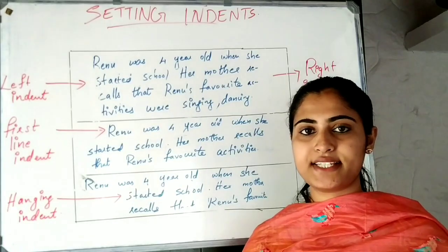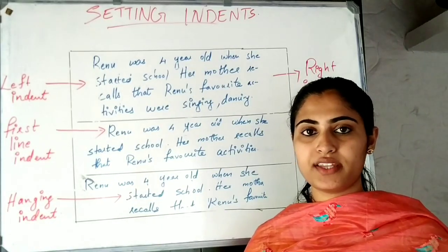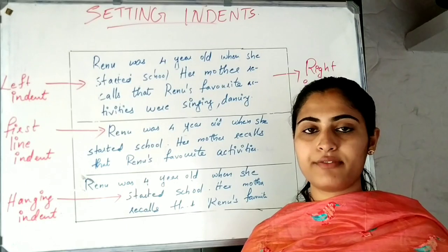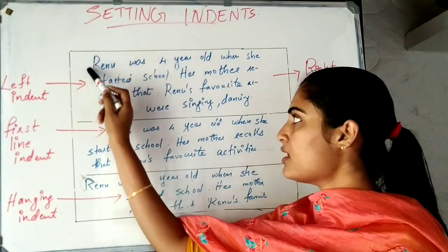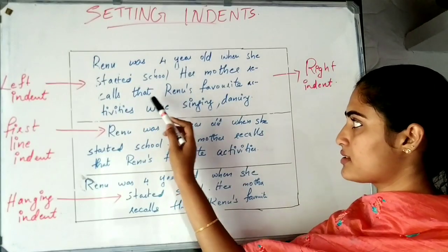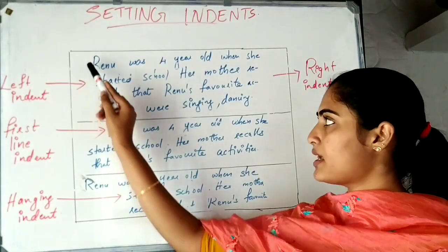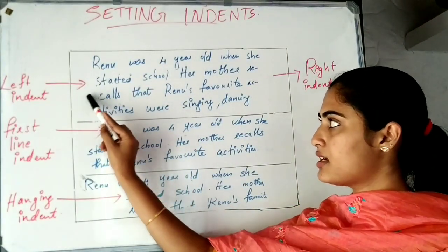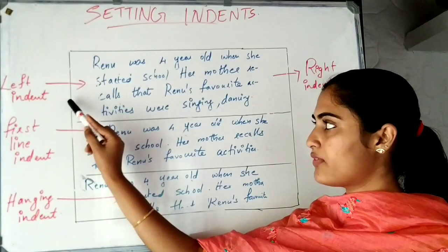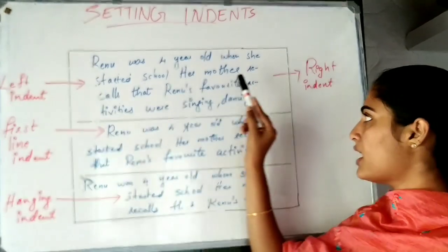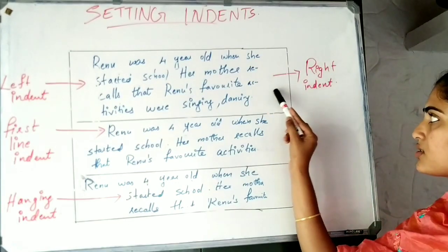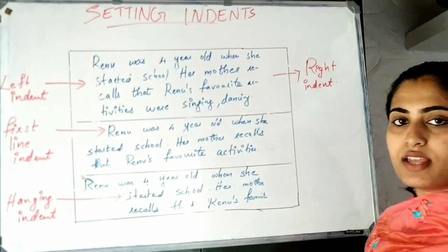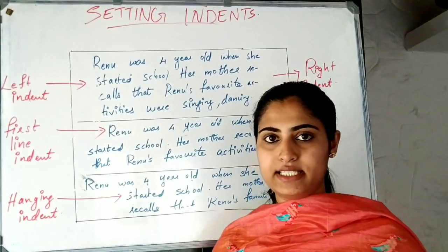What do you mean by indent? It is a space between the text and the left and right margin of a page. See, this is a text. There is a space between the text and the left margin of a page, and there is a space between the text and the right margin of the page. That is what you mean by an indent.